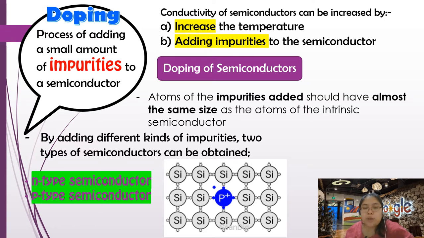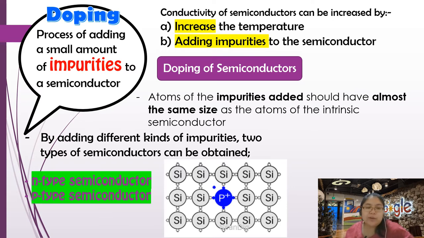Okay, now we go and see what the impurity is. The atom of the impurity you add should be almost the same size. Now we recall back the silicon. Silicon has 4 electrons, is it? So when you add the impurity, it's almost the same size, either 3 electrons or 5 electrons. By adding different kinds of impurity, two types of semiconductor can be obtained. I don't care whether you add 3 electrons or 5 electrons. After you do the doping process, two types of semiconductor will be produced.